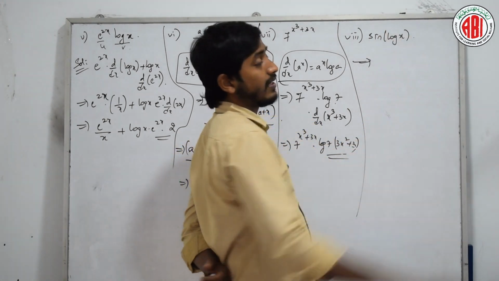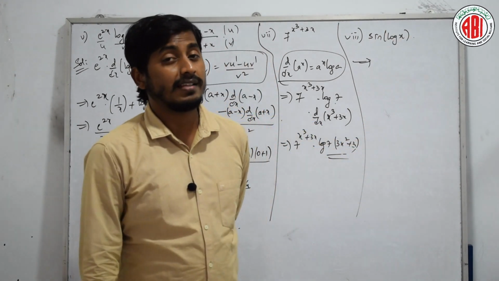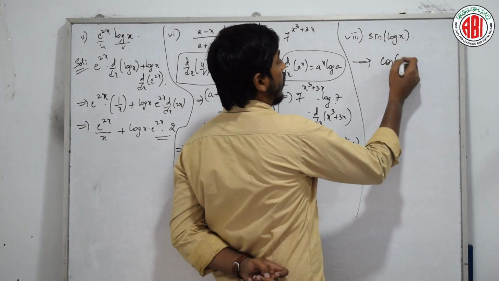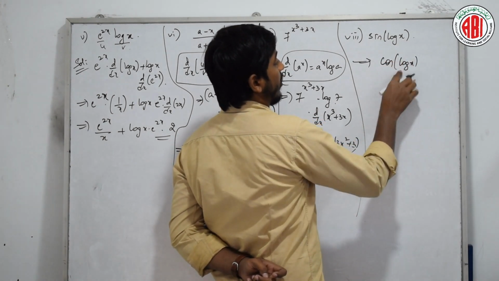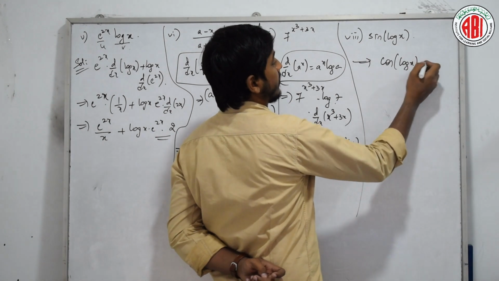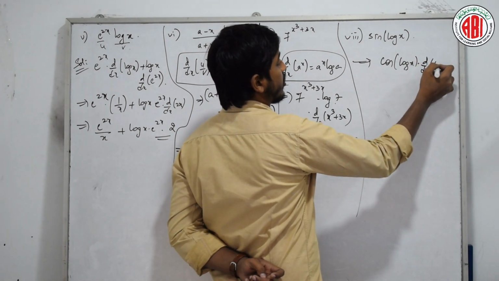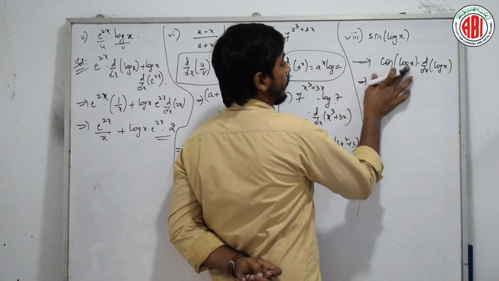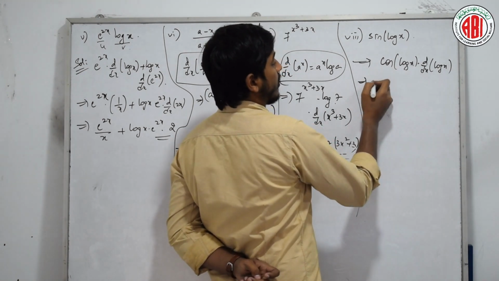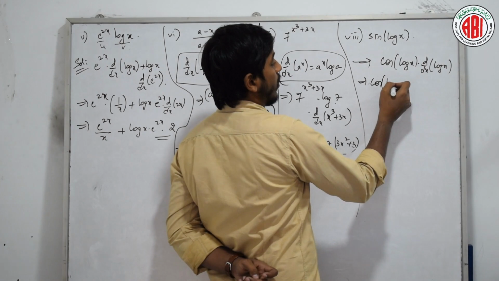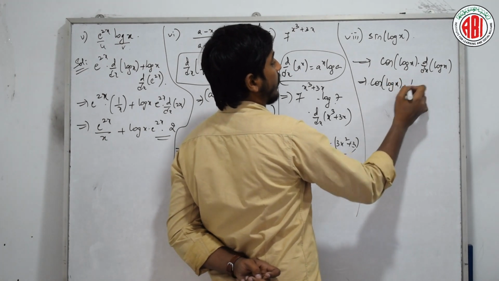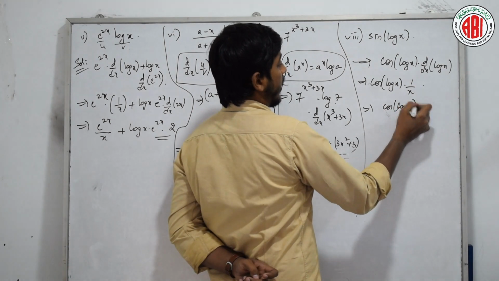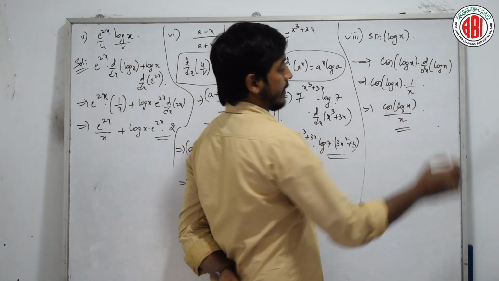Clear? Now see here, what is the question here? Sine of log x. Do we know the formula of sine x? Yes, right. Differentiation of sine x is cos x. Again, what is there instead of x? That is log x into differentiation of log x. Therefore, this will become cos of log x into differentiation of log x, which is 1 by x. Answer is cos log x by x.